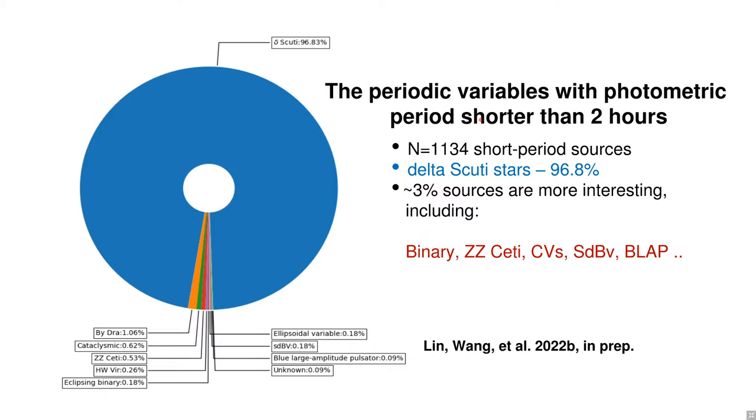Actually, we are most interested in those periodic variables with periods shorter than 2 hours. And we identify about 1,000 short period sources. Most of them are delta Scuti stars, as you can expect. And a few percent of them are not delta Scuti stars, so they are noticeable, including short period binaries, ZZ Ceti stars, CVs, subdwarfs, and BLAPs.